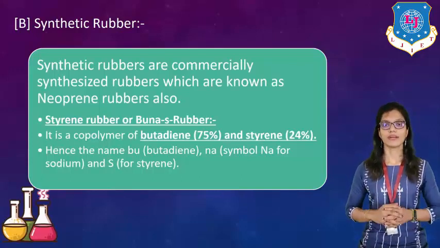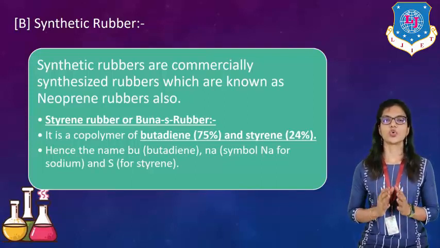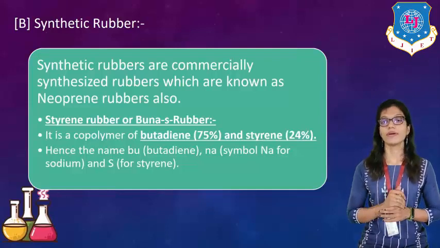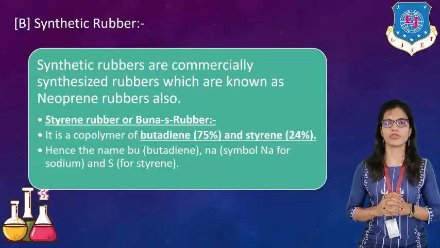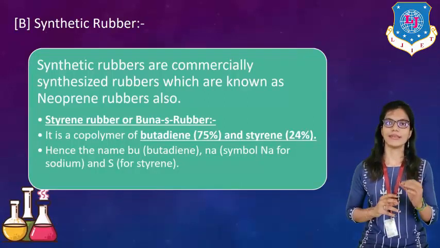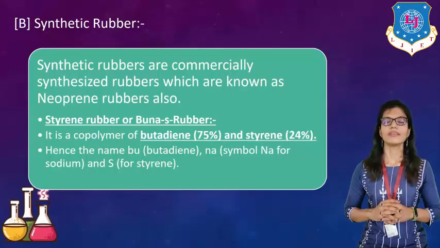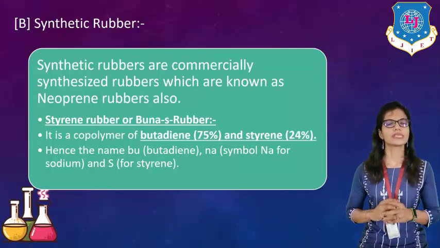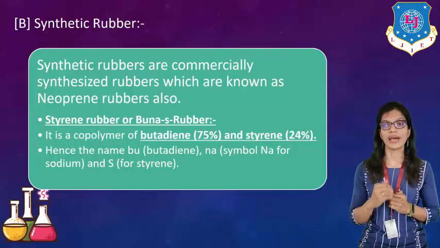Now, synthetic rubbers are commercially synthesized rubbers, which are also known as neoprene rubbers. If you remember, when we dealt with natural rubber, the monomer of natural rubber is isoprene. But here, it is also known as neoprene rubber. Now, the styrene rubber or Buna-S rubber. Generally, when we deal with this, the synthetic rubber is known as the styrene or Buna-S rubber.